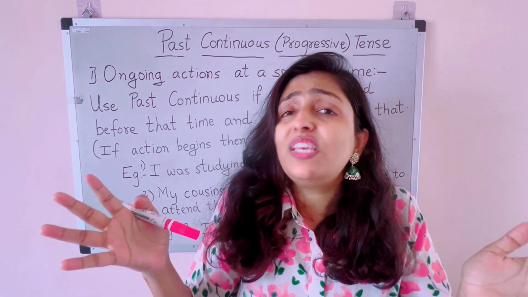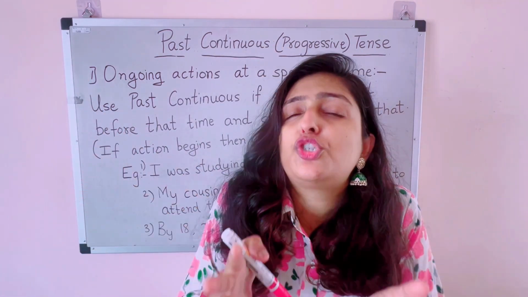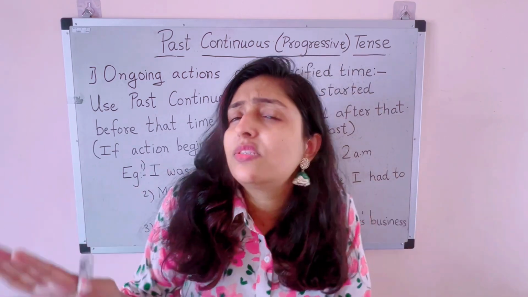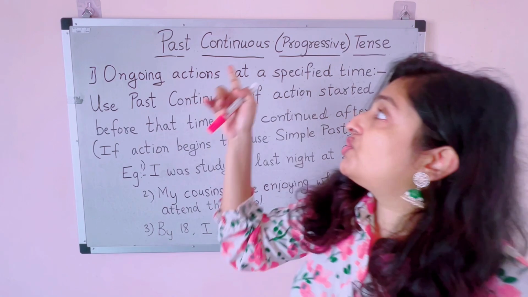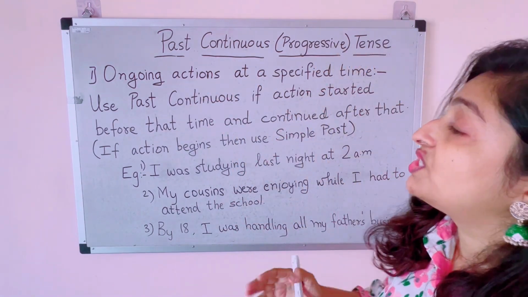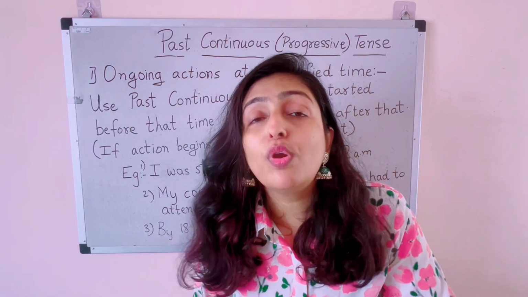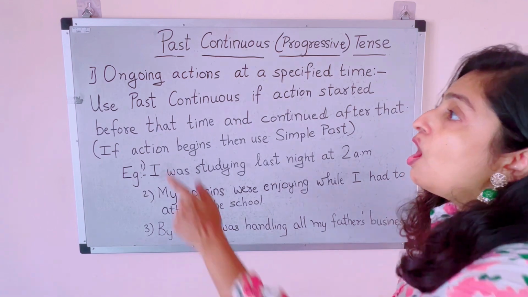The activity is not for a short time. It's not for 1 second. It's for a long duration in past continuous or progressive tense. Now let's look at rule number 1.